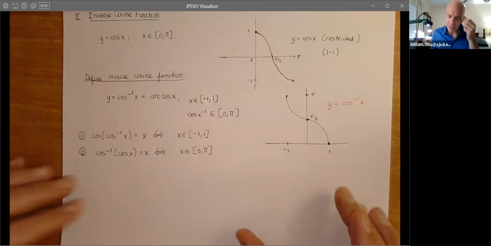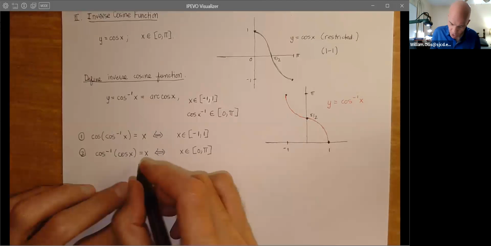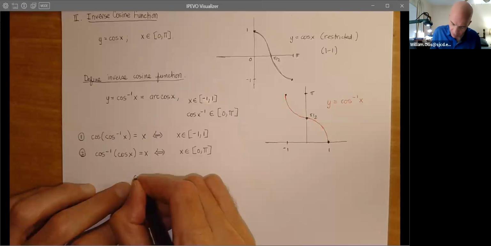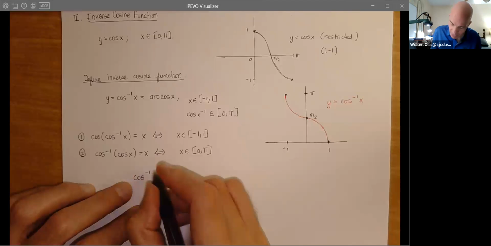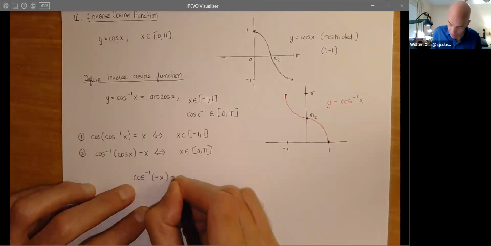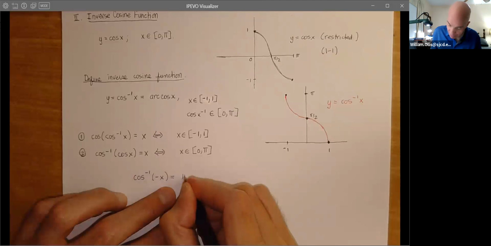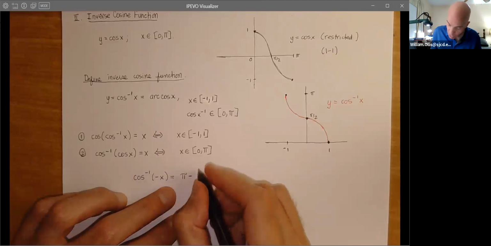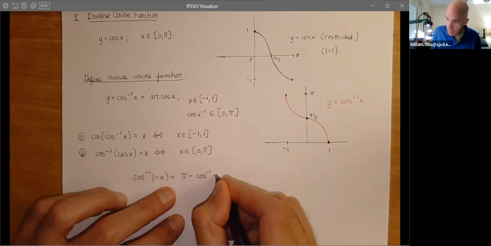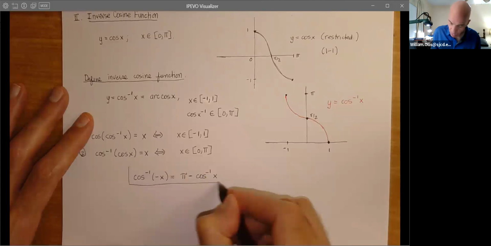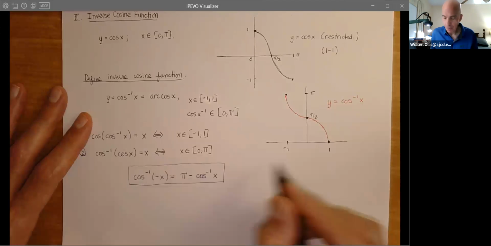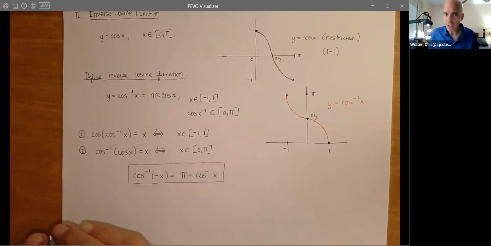Now, one thing that's not as nice about the inverse cosine is that it doesn't have the odd property, but we can do inverse cosine of the negative argument. And this is actually pi minus inverse cosine of x. So this is a little bit more complicated, but we'll use it. It's not an even function, it's not an odd function, but it can be addressed this way. Again, this is not difficult to prove.